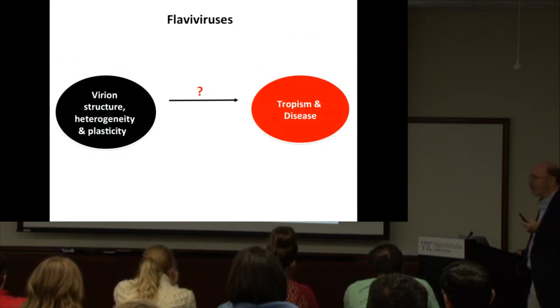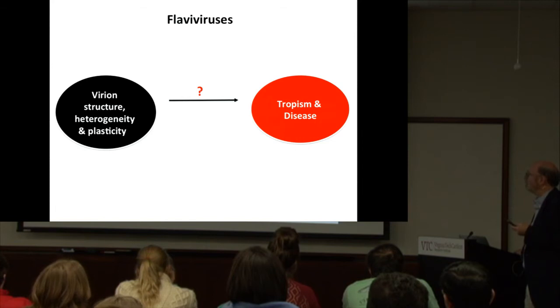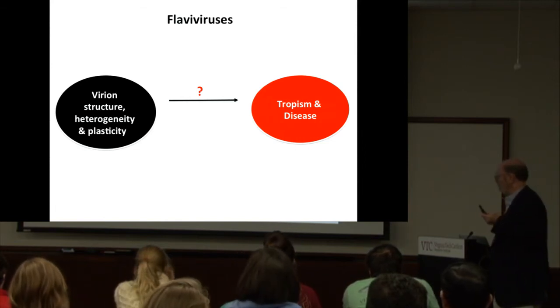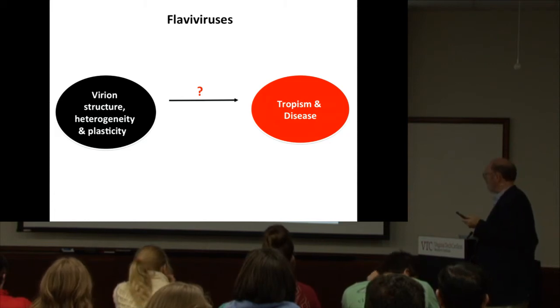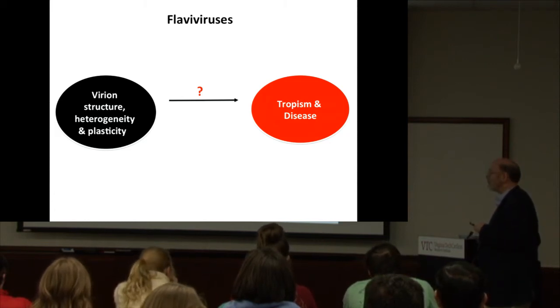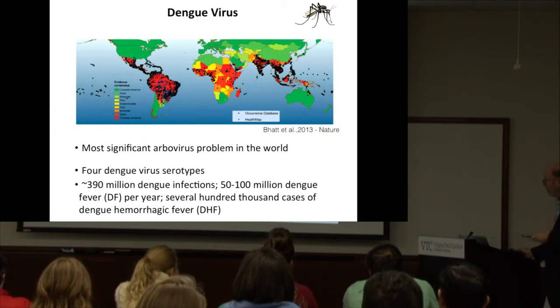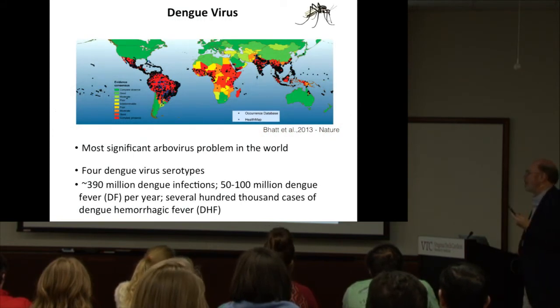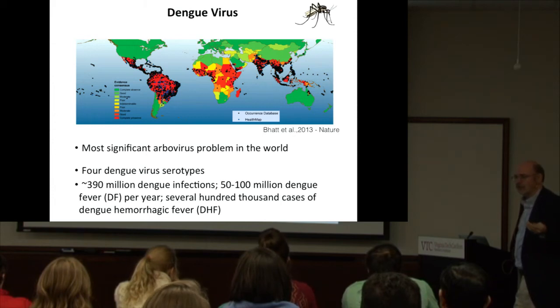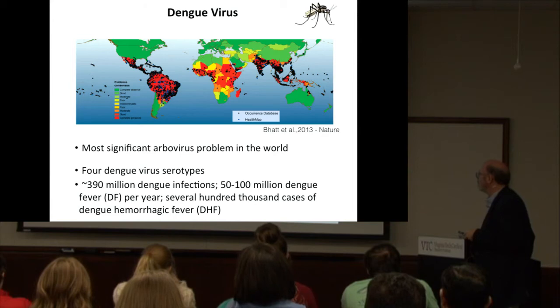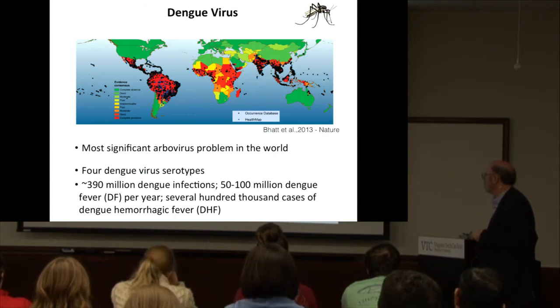My lab has been interested in how virus structure, the heterogeneity that I'm going to talk about, and the plasticity or dynamics of the virus particle, how does that influence tropism and disease? And I will hopefully quickly move through this. So, the draw has always been Zika virus for the last few months, but dengue virus is still the most significant arbovirus problem in the world.